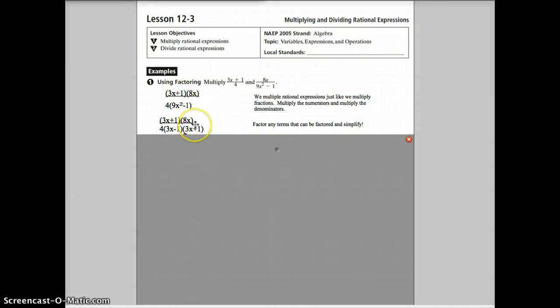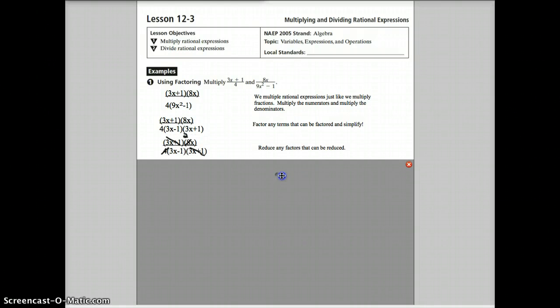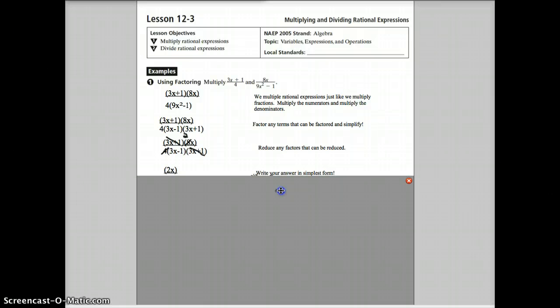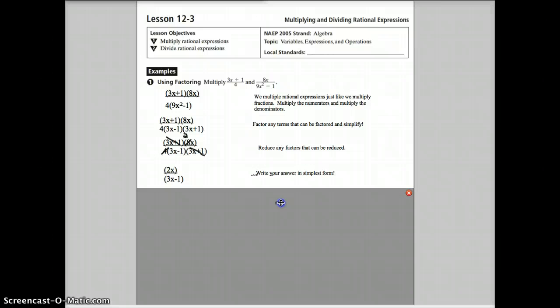My numerator was pretty much factored, and I can see here that I have common factors of 3x + 1. So I'm going to cancel out my 3x + 1 and 3x + 1 in the denominator. And then also my 8 over 4 reduces to 2. So in my numerator, what is left is a 2x, and in my denominator, it's an x - 1. Make sure your answers are in simplest form.